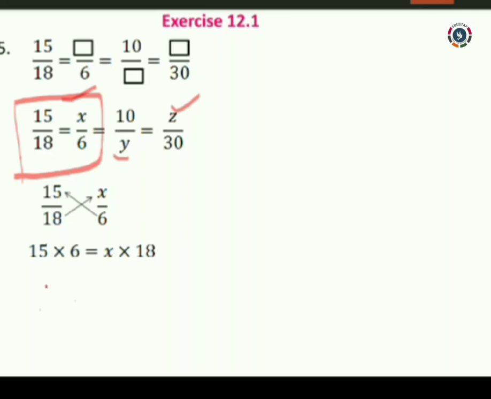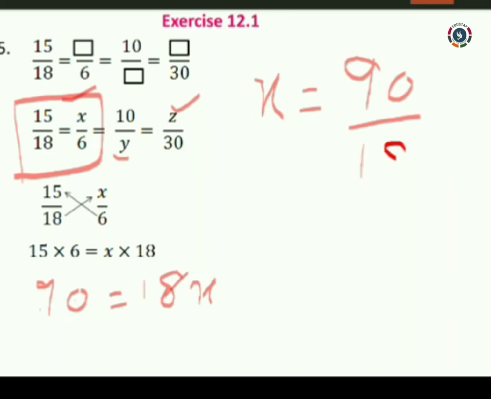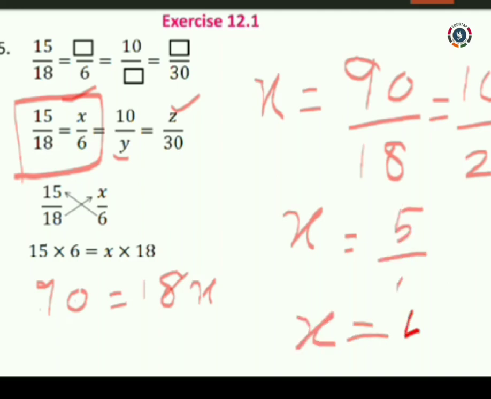So 15 times 6 is 90. This is equal to x into 18, so 18x. Now you have to find the x value. So x equal to 90 divided by 18. 90 and 18 are divisible by 9. So you will get 10 by 2. Next, 10 and 2 are both divisible by 2. So 5 by 1. So your x value is 5.